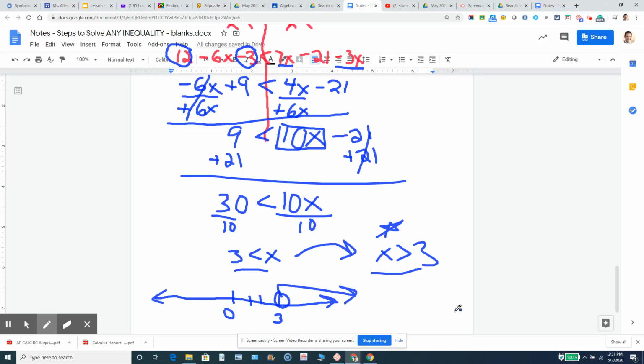Okay, so combining all our steps for inequalities. First, you got to distribute, then combine like terms, then get your variable terms on the same side by adding or subtracting one of them, and then you solve the two-step equation after that.